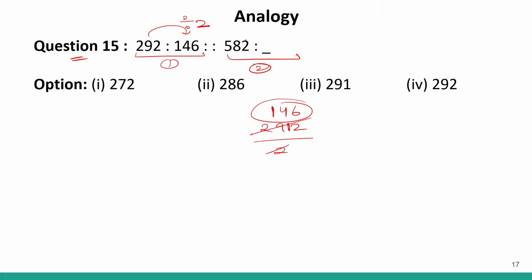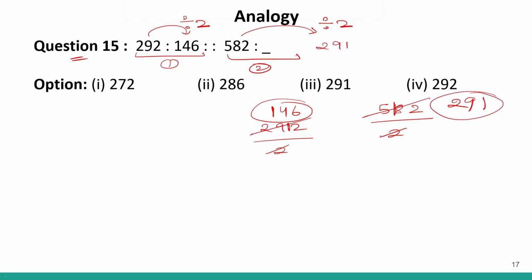So I'll do the same thing over here. I'll divide it by 2. If I divide it by 2, how much will I get? 2 times 4. 1 will be carried. 9 times 18 and 1. I'll get 291. This will be my answer, which is given in option number 3. Option number 3 will be my answer, 291.